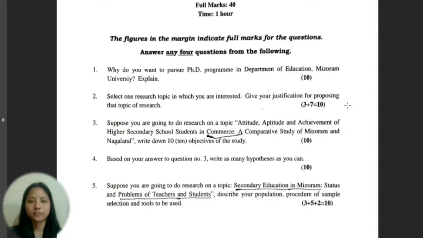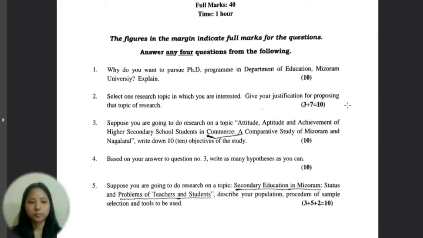So here you can frame hypotheses based on the objectives that you have framed in question number 3. Say for example, the first objective was to study the attitude of higher secondary school students in commerce in the states of Mizoram and Nagaland. So here you can state a hypothesis such as: there is no significant difference in the attitude of higher secondary school students in commerce in the states of Mizoram and Nagaland.